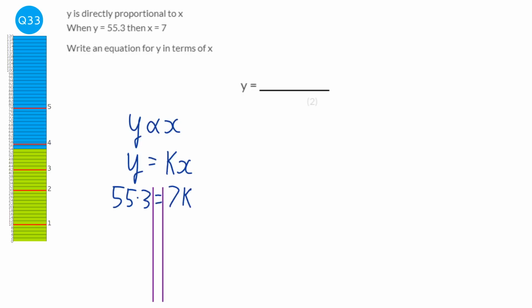So it's going to be divide by 7 both sides. And 55.3 divided by 7 is 7.9. And that's what k is. So we're going to rewrite this equation here, this formula here. y equals 7.9x, and that is actually our answer.